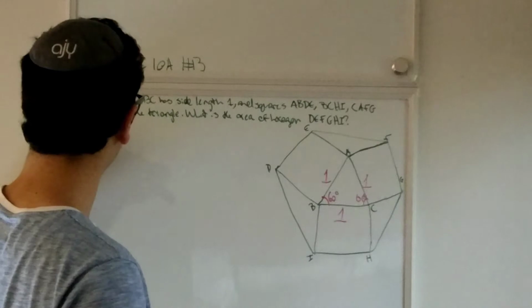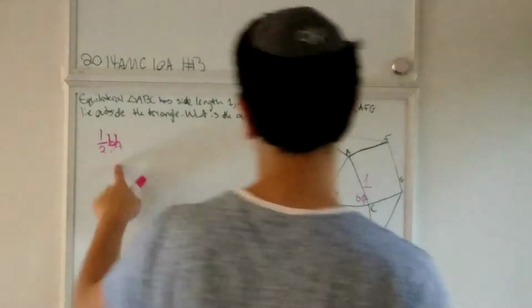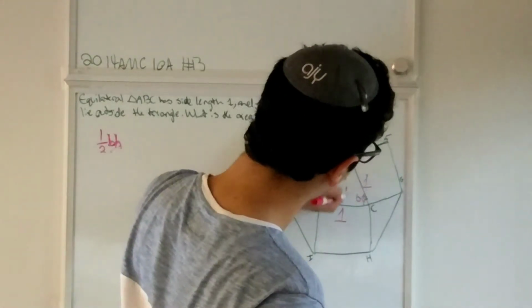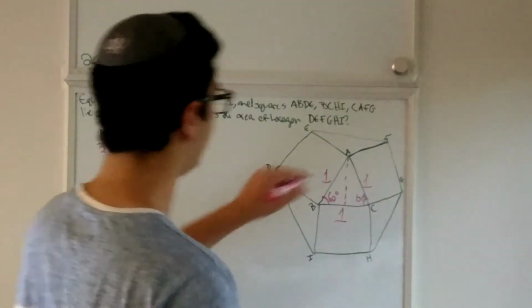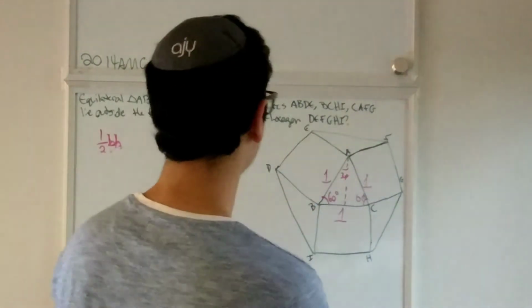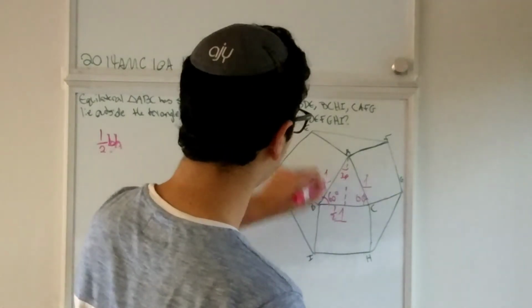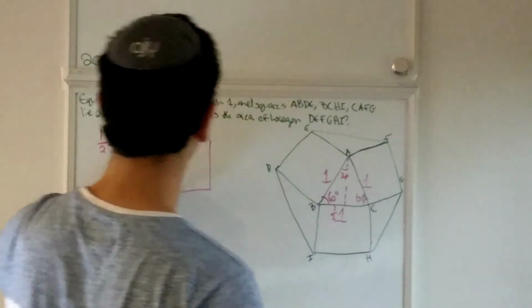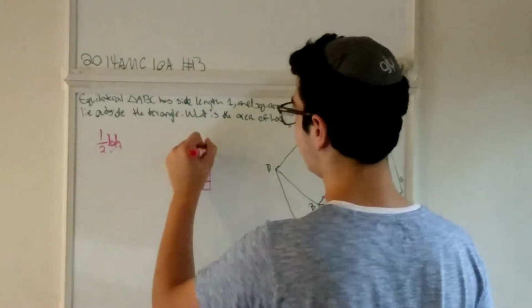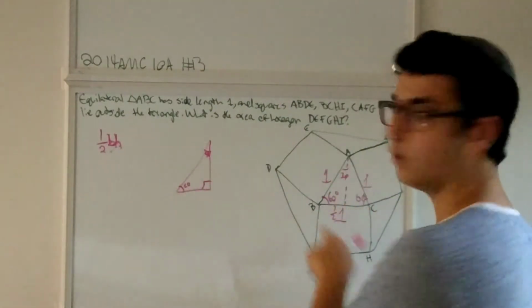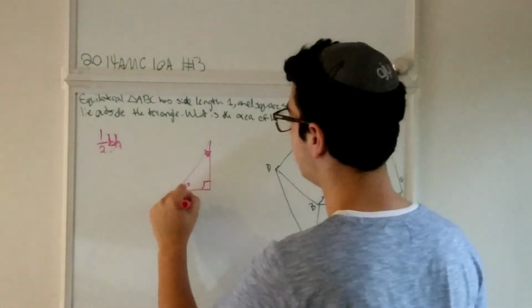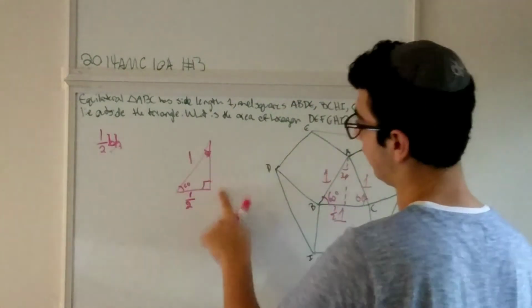So 1 is going to be this base, and I need to find this height right over here. Since I know that this is 60 degrees, this right over here is 30 degrees, and this right here is 1/2, and this right here is 1. If I redraw this triangle, this is 60, this is 30, and since this whole length is 1, this half of it is going to be 1/2.